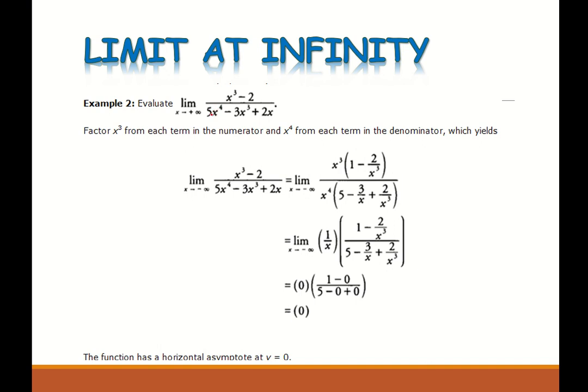We have to factor out the common factor, so we factor x to the power 4. Factor x cubed from each term in the numerator and x to the power 4 from each term in the denominator. So this will yield this. Okay, so still you have to copy or write the limit.